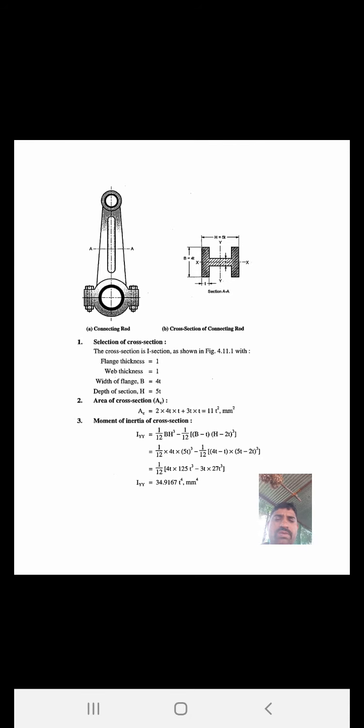When you solve that, IXX is equal to 34.9167 T raised to 4. This value we get in mm raised to 4. Similarly, you will get IYY as 10.9167 T raised to 4. Then next, radius of gyration, denoted by KYY. Yesterday we saw one numerical where the same thing is given. How to calculate radius of gyration again? K square YY is equal to IYY divided by A.